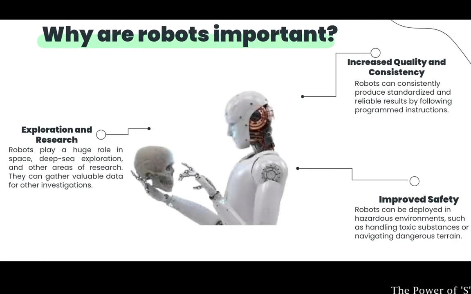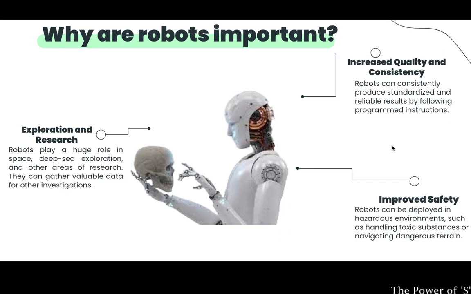Now, robotics are also important for exploration. So robots play a huge role in this space. So they can gather valuable data from other investigations. So robots, right? They're just machines. So the space probe has this robot inside that constantly monitors, takes photos and everything. So also increased quality of life and reliable results, as said previously, and improved safety.